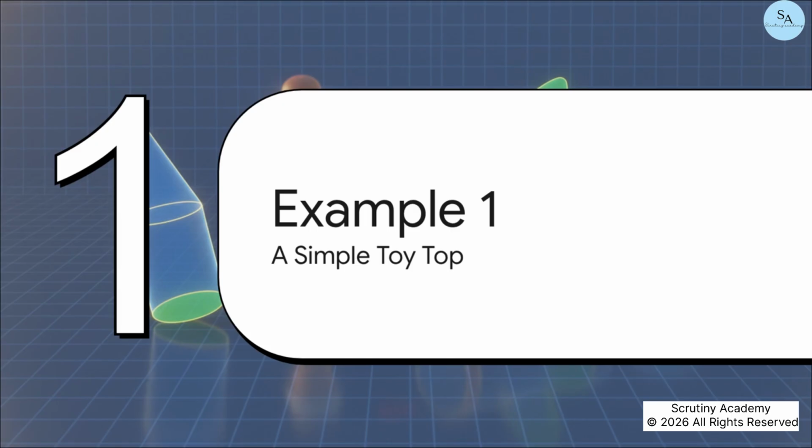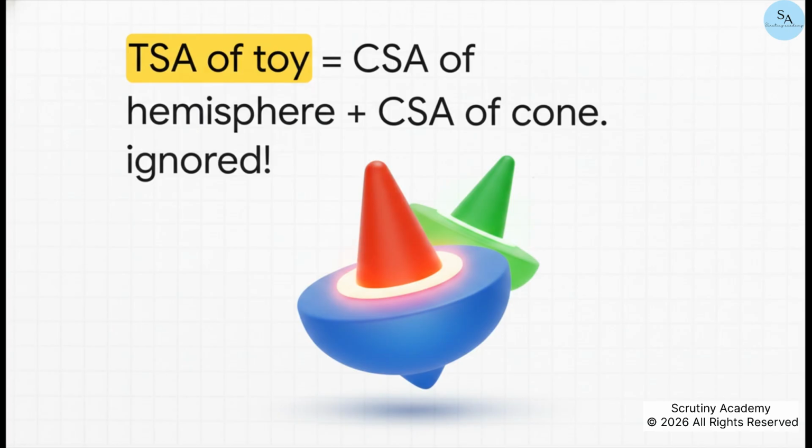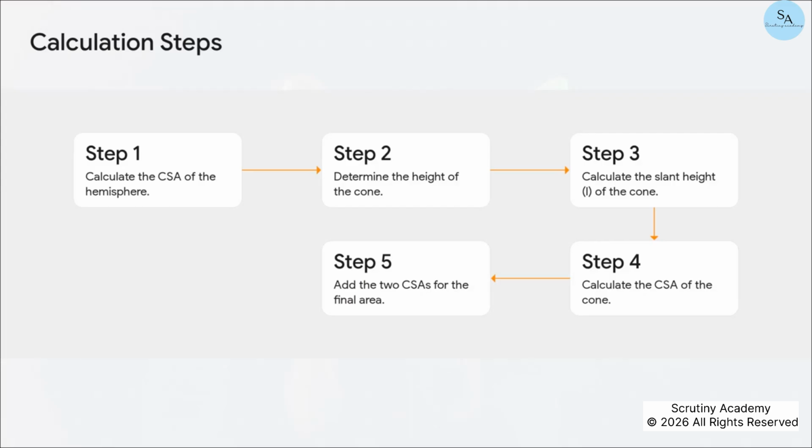We'll start with a classic example, a simple toy top. So here's what we've got. Our toy top is a cone sitting right on top of a hemisphere. The total height is 5 centimeters, and its diameter is 3.5 centimeters. Our mission is to find the total surface area. So remembering our golden rule, we're not going to count the circle where the cone and hemisphere meet. That means the total surface area is just the curved surface area of the hemisphere plus the curved surface area of the cone.